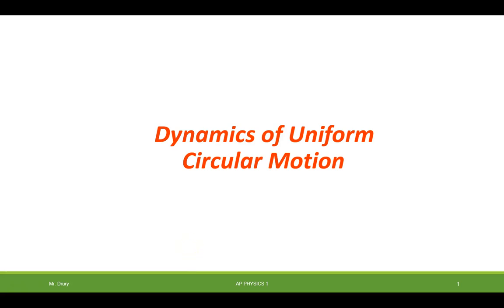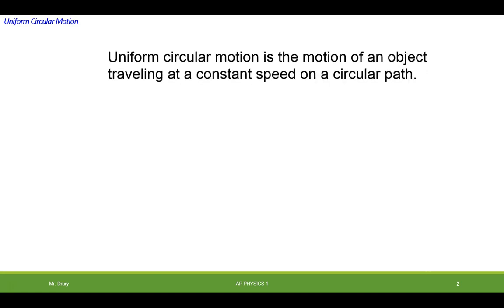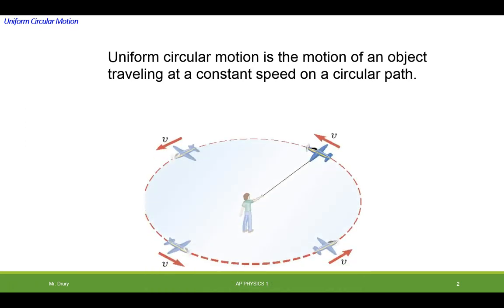Today we will be talking about uniform circular motion. Uniform circular motion is motion of an object traveling at a constant speed in a circular path. So you've got a kid who has a model airplane attached to a string, and he has it flying around in a circle.